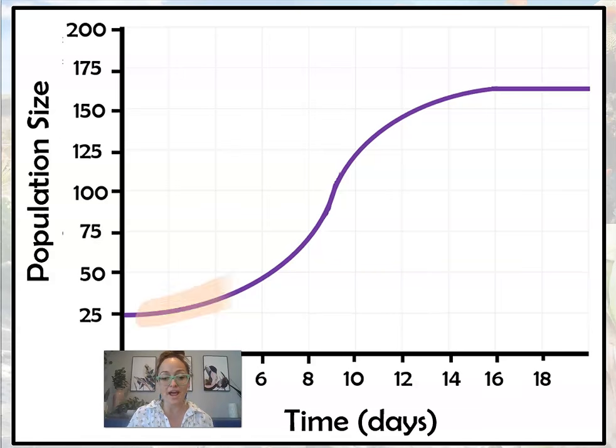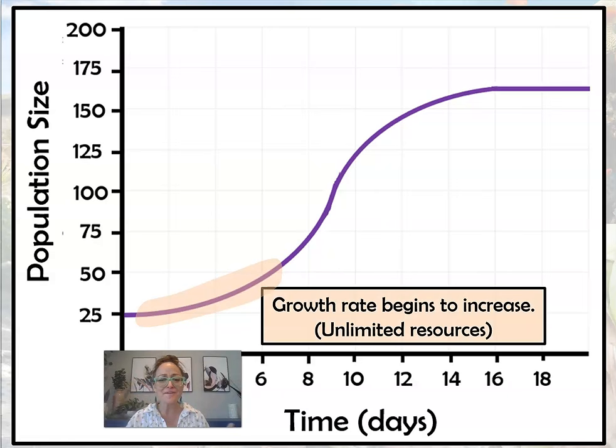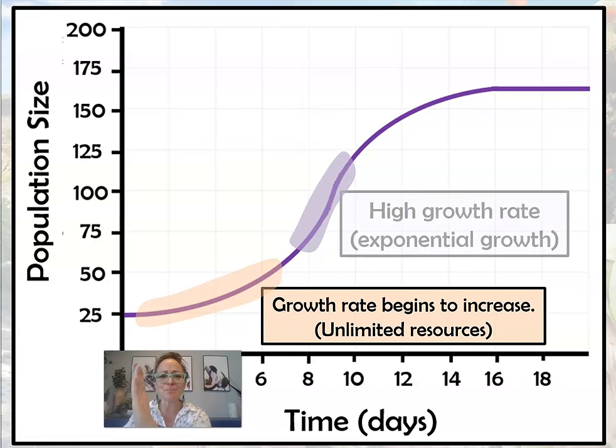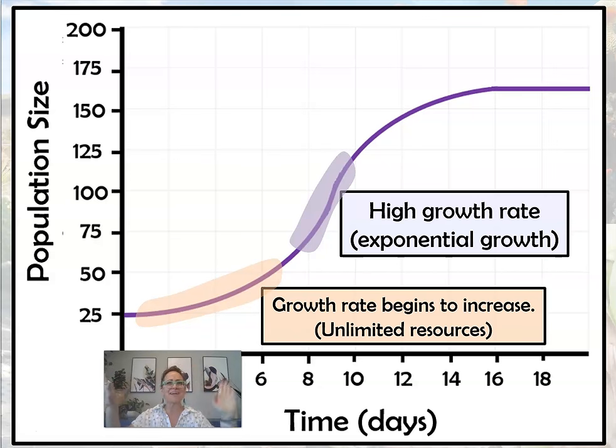So here I have a graph of population over time. Now initially, let's pretend that there was a forest fire. And so the forest was cleared and now we have this open soil. And new seeds land on the soil and then rain happens and they start to germinate and they're like, ooh, this is like unlimited resources. Ooh, they start to grow. And so the growth rate begins to increase. And then right at this purple area, there's a high growth rate.